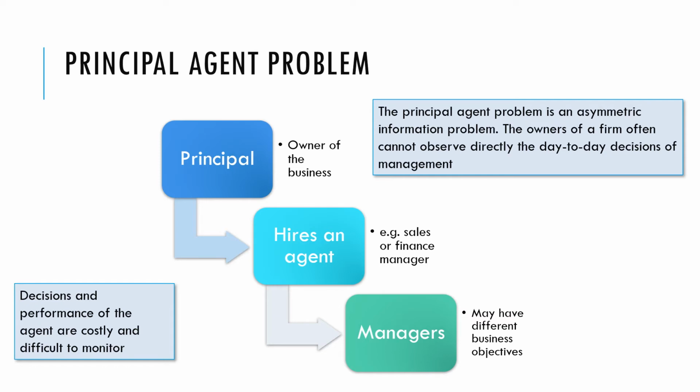And we call this the principal agent problem, and it's an example of asymmetric or imperfect information. We have the principal, the owner of the business, who might have one objective to maximize their wealth, but they need people to run the business for them. So they will have to hire an agent, and the agents are known as the managers, and they might have different objectives. And the owners of the firm have a problem here with information because it's very difficult for them to observe directly the day-to-day decisions that are being made by the management team. And if the company is not performing very well, what can they do about it?